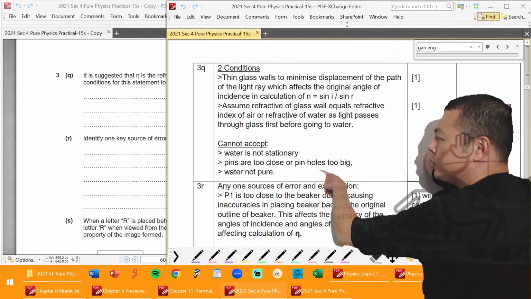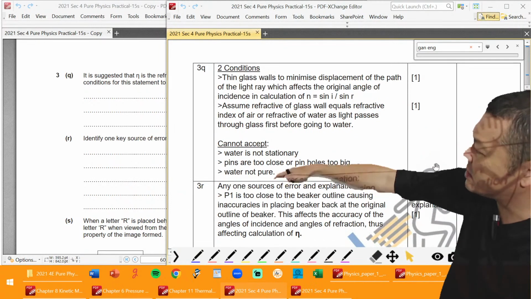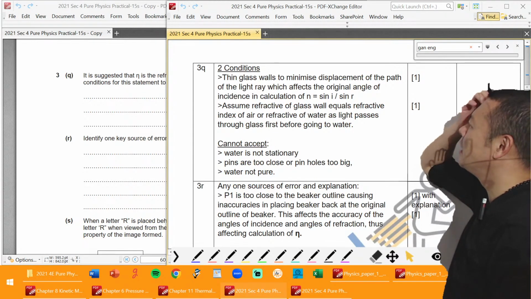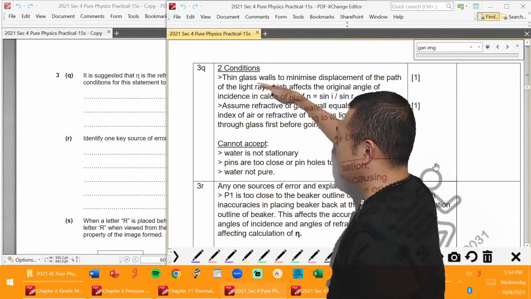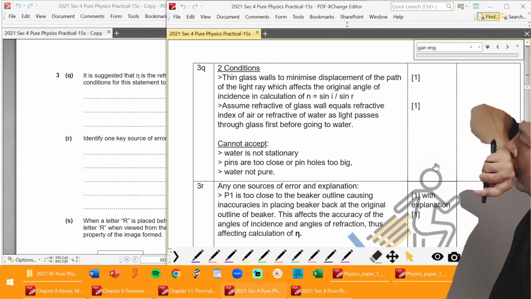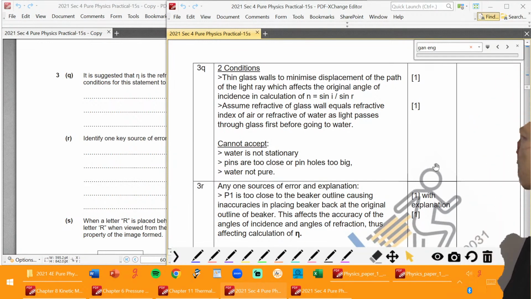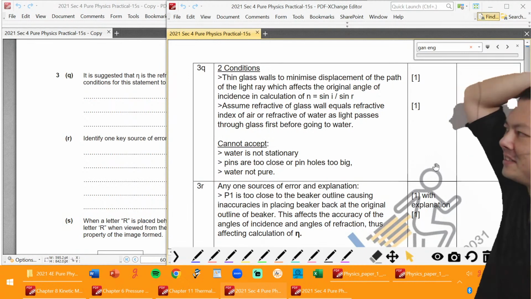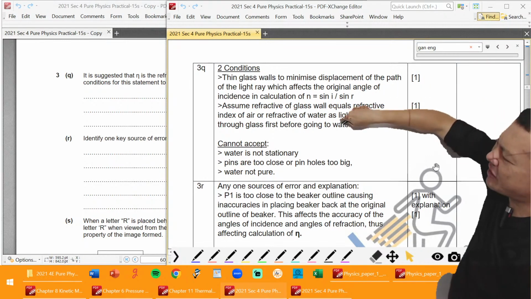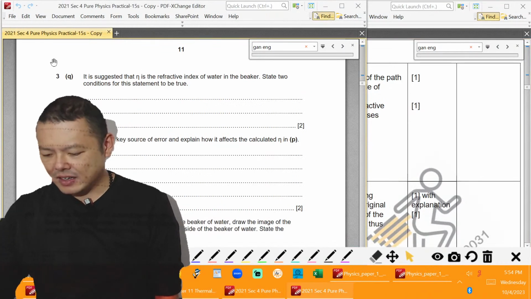Oh, it says cannot accept pins are too close. This is for the conditions to be true. Oh, I would have wanted to say water not pure, but yeah, thin glass walls would have given me my mark. So this is a bit of a stretch. I would just say that the walls must be very, very thin. Yeah, I will give 1 mark instead.